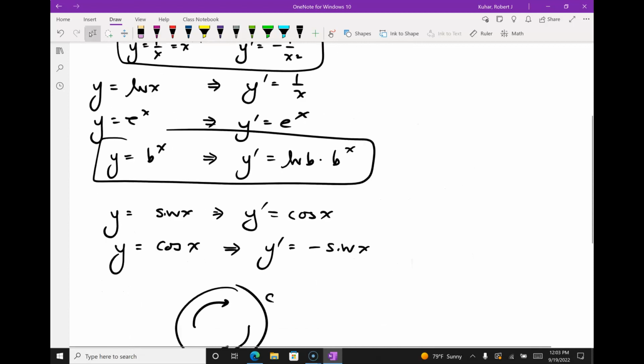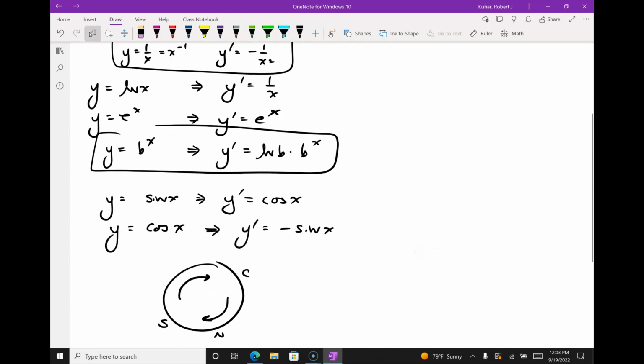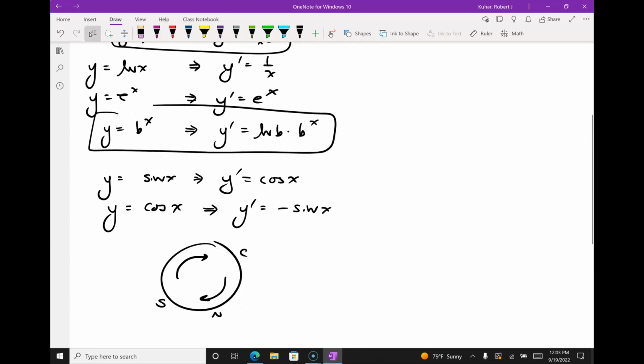This is the second half of my shortcut derivatives. All on your formula sheet, of course, right?